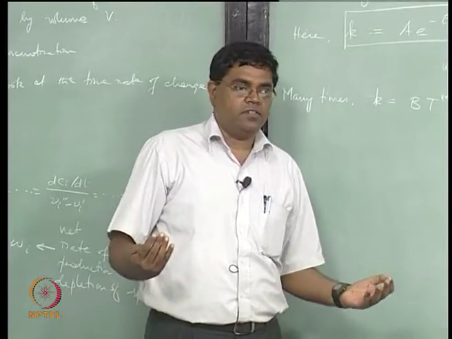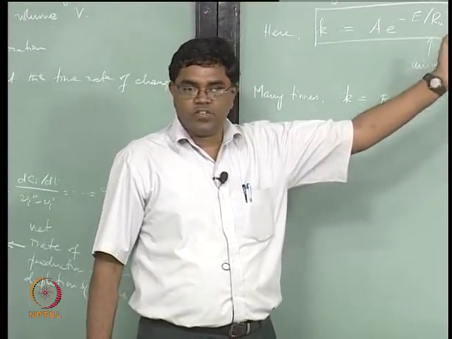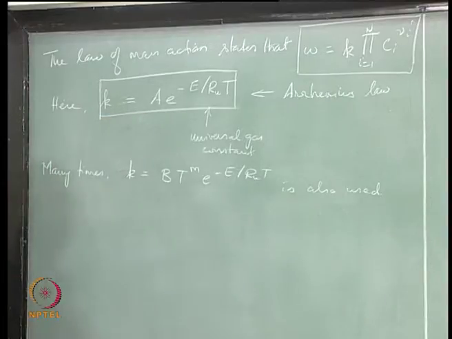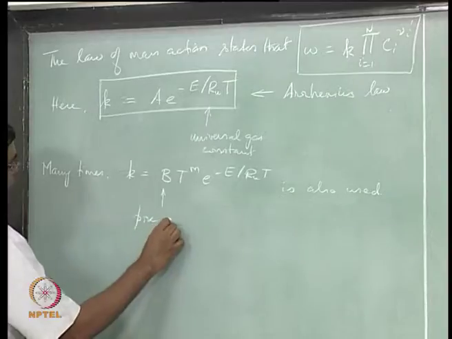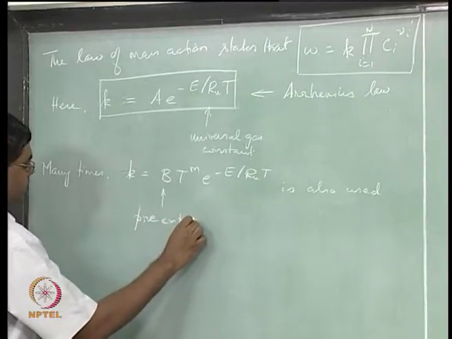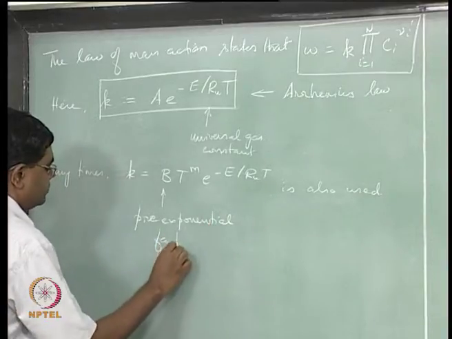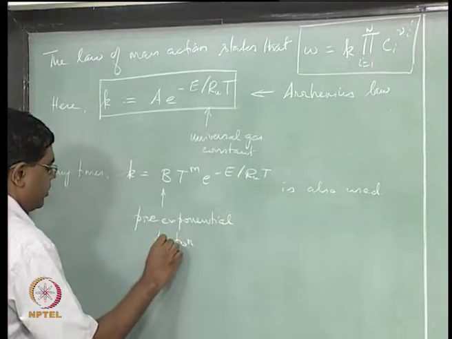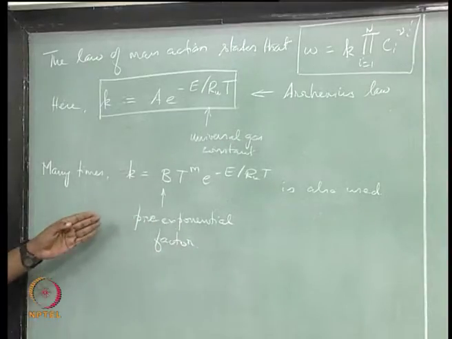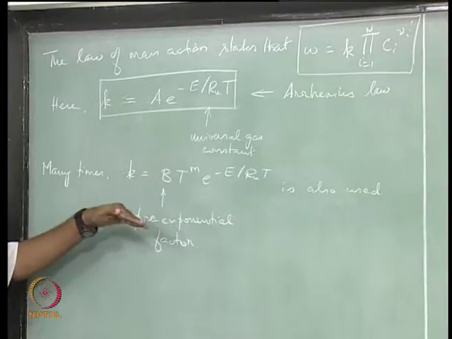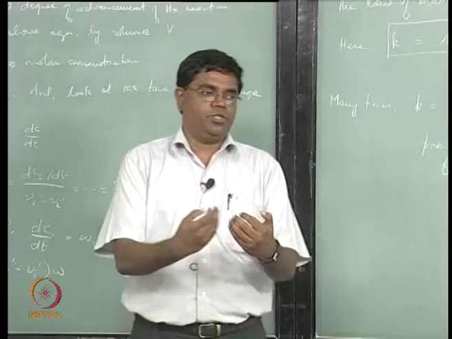Plus, you could also have a quantum mechanical basis for this. For example, this is what's called the A or B, which you can call the pre-exponential factor. From quantum mechanics we will be able to find out that this actually depends on the probability of what's called effective collisions.